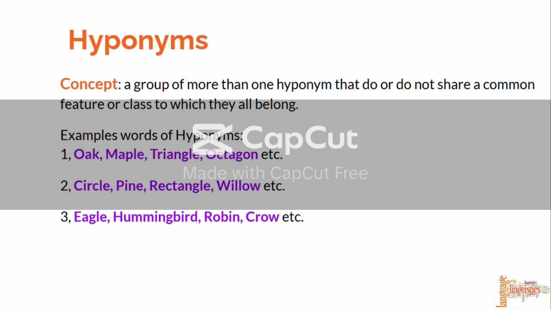And let's look at the term hyponyms. So here I want to emphasize that in order to grasp the concept of hyponyms, the first one, put it simply, is more than one hyponym words in a group. The second one is that if they are sharing a same feature, that means they are co-hyponyms, but we'll talk about it in the upcoming slides.